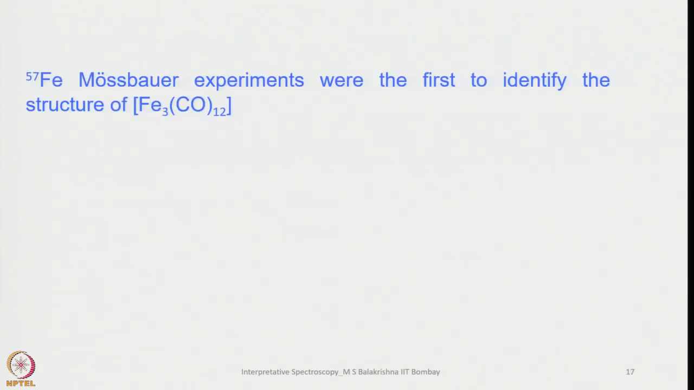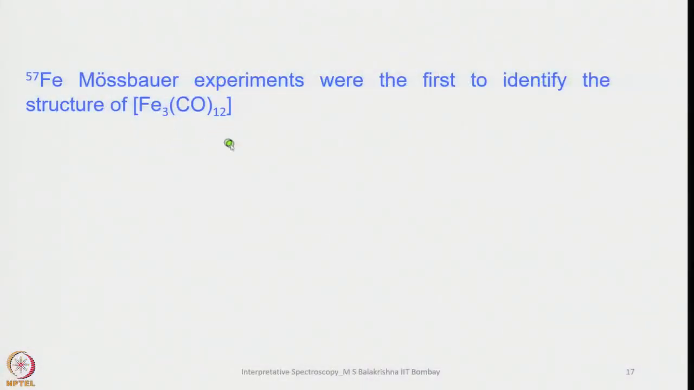57Fe Mössbauer experiments were the first to identify the structure of Fe3(CO)12. Of course, the structure was later confirmed by single crystal X-ray diffraction studies. When you look at IR, it also shows the presence of bridging carbonyls, but it would not tell you whether only two iron atoms have bridging carbonyls and the other one does not. That information does not come from IR spectroscopy. That is a limitation.